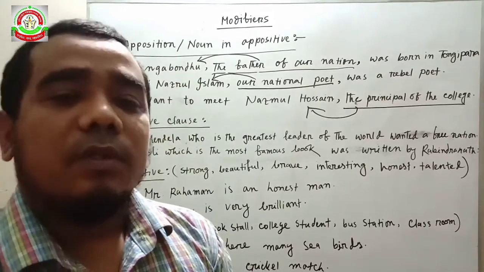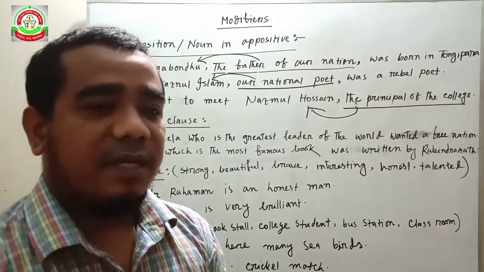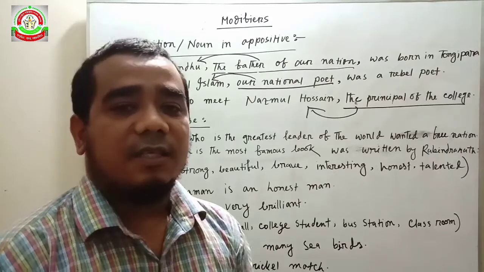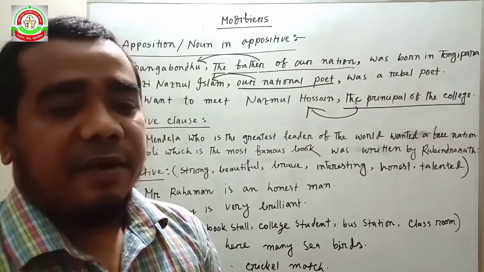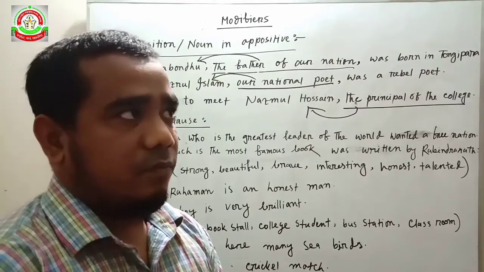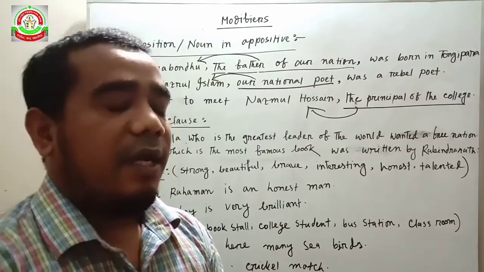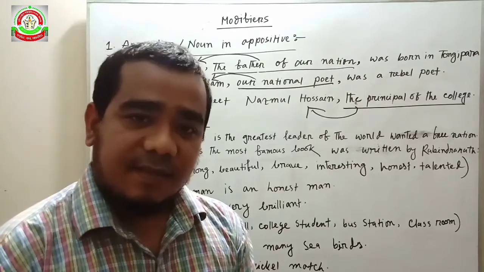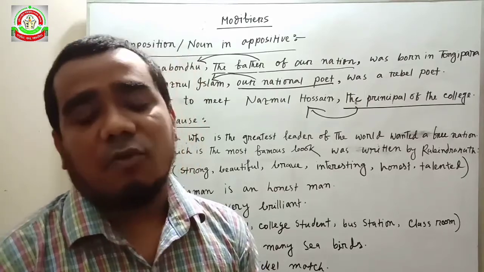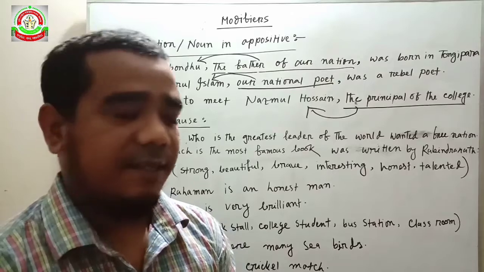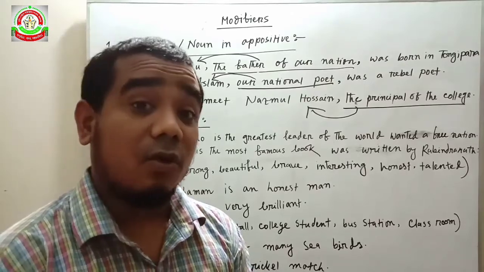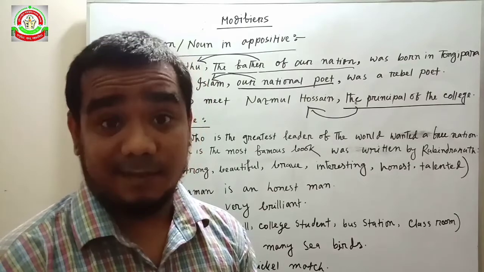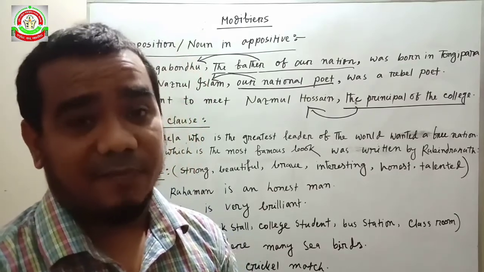Both do the same action in a sentence, but structurally these two kinds of modifiers differ from one another, because an apposition is a phrase. We know a phrase is just a combination of some words. There is no verb, no subject. But a relative clause is a clause. That means we call it a sentence. Here there is a subject and a verb.